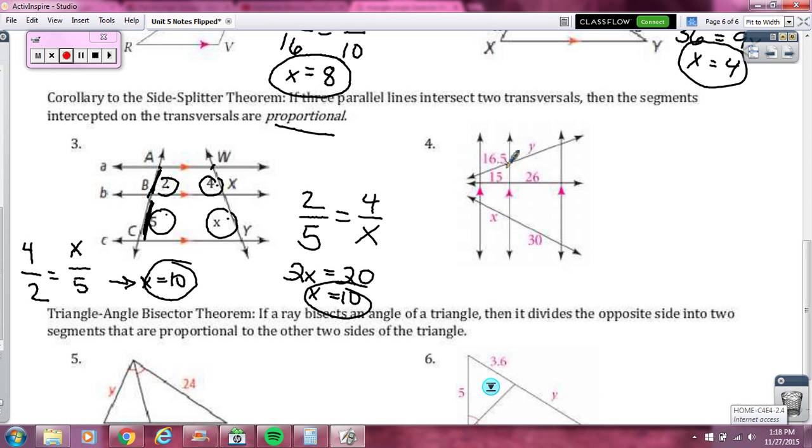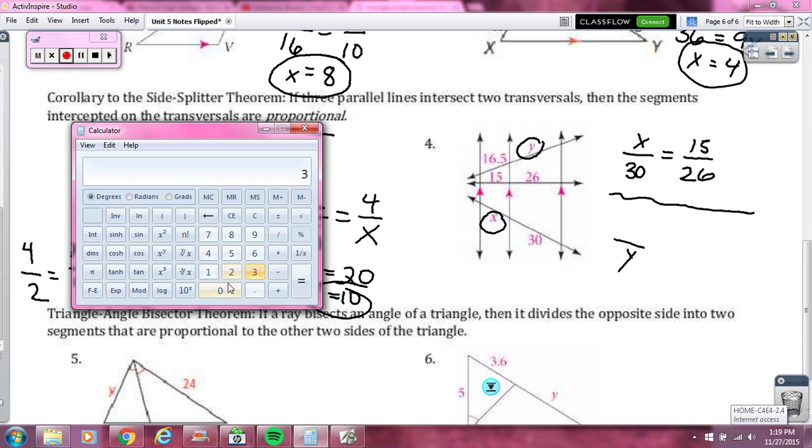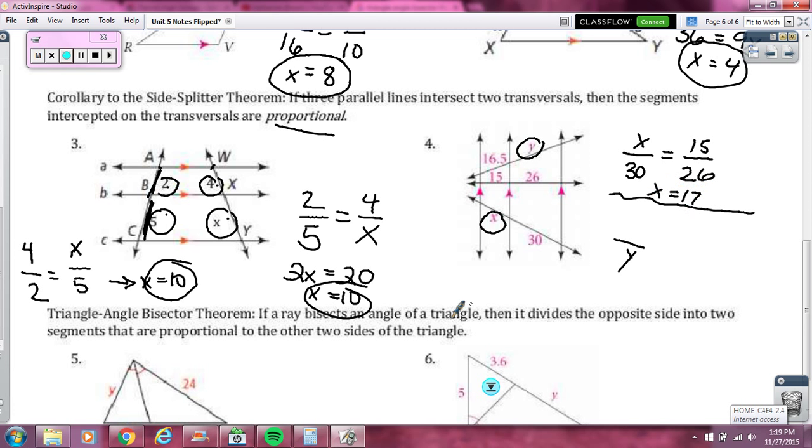All right, number 4, pause and try it. Keep in mind you're going to have to set up 2 proportions because there are 2 unknowns. So maybe set one up here to find x and one down here to find y. Alrighty, unpause. Hopefully you've got x over 30 and 15 over 26. You might have set it up a different way, totally cool. But let's just see if you get the same answer. 30 times 15 divided by 26. Ooh, 17 point something? That was 17.307.